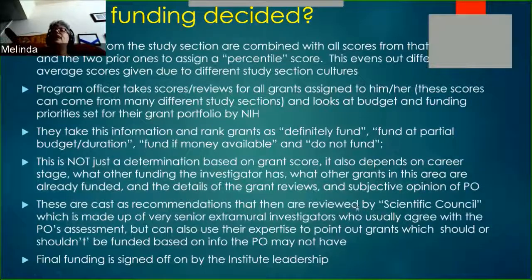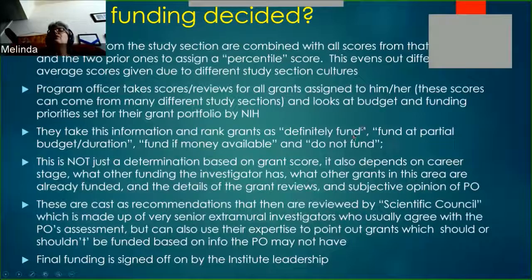However, the Scientific Council is set up as a second layer of peer review. So if they choose to, they can look at grants in the category of fund if money available, and they can really say, no, you really have to fund this. This is such important work that we really need to get this grant funded.